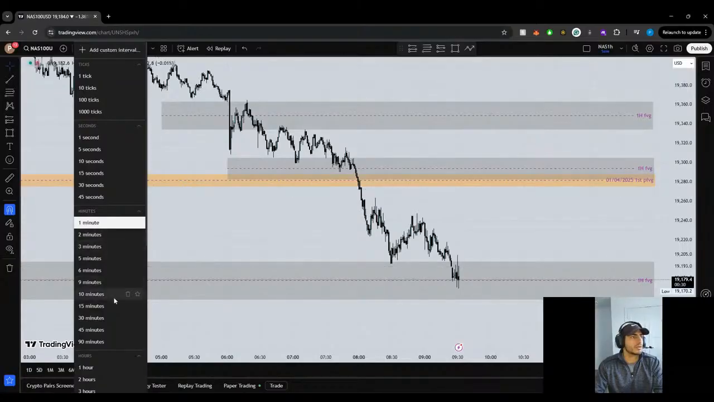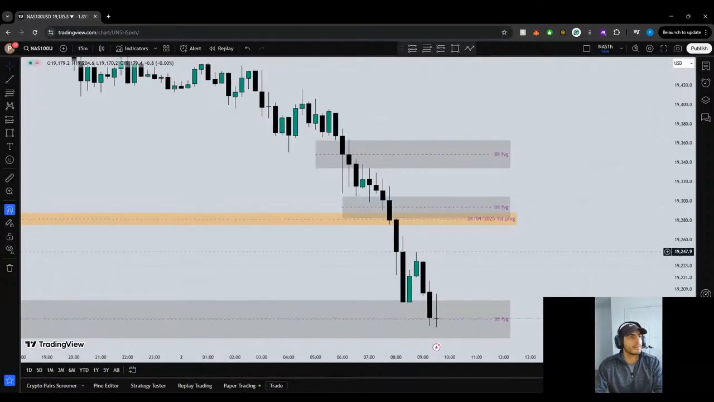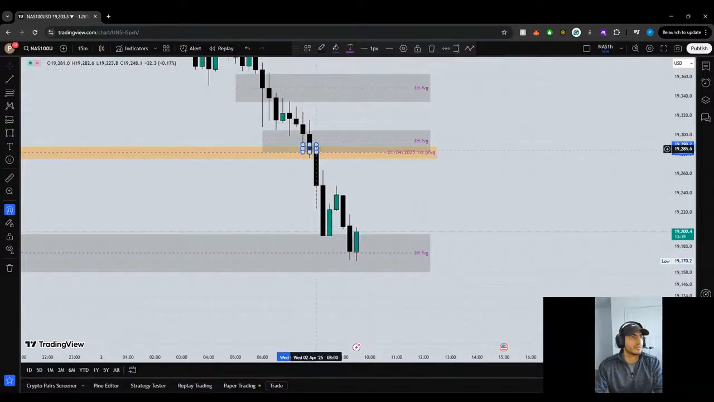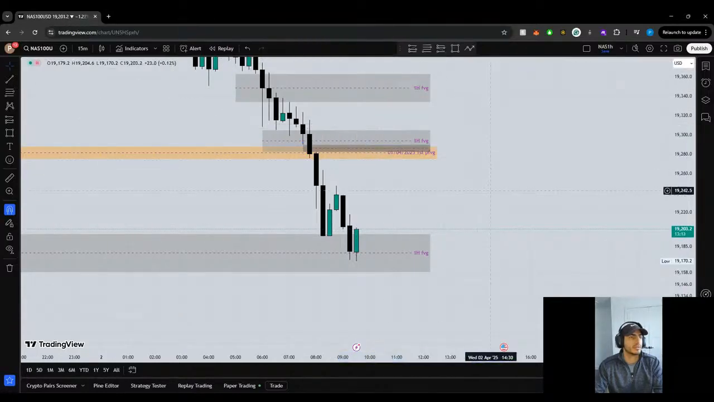Let me check it out on the 15-minute. Okay, 15-minute. I'm going to use this last fair value gap over here to shade this even more and create it in a different color, black. Perfect.